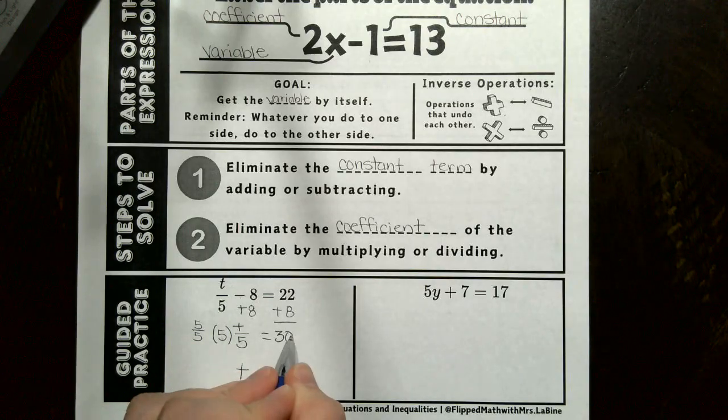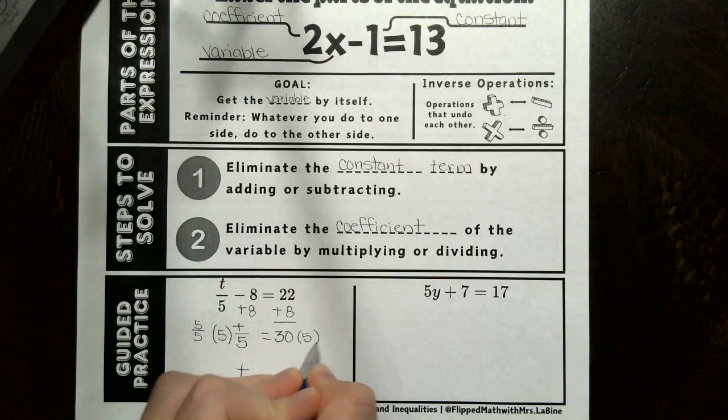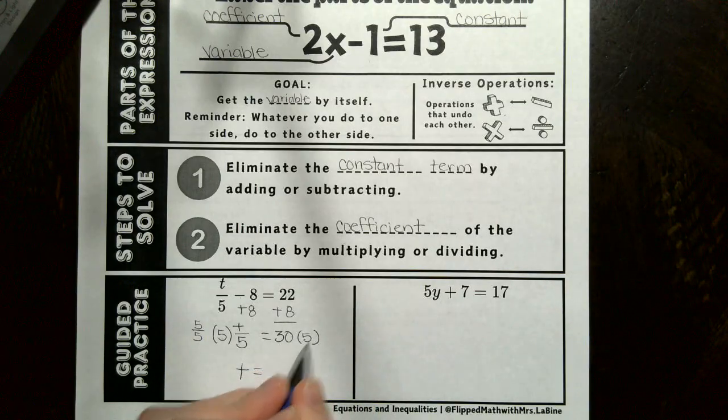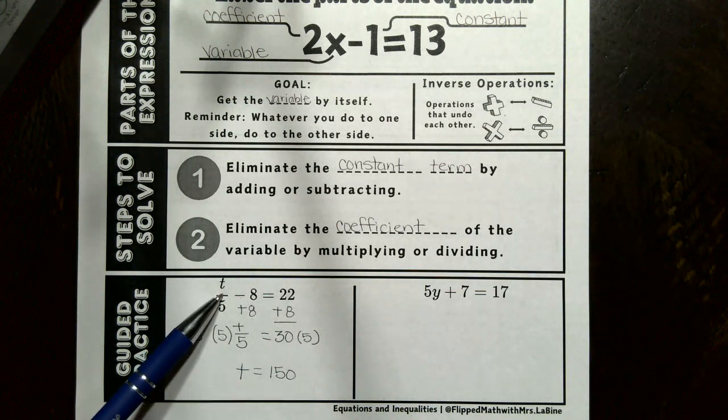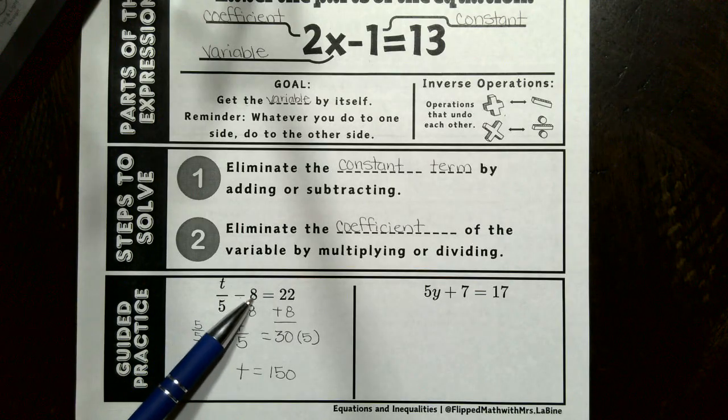Whatever I do to one side, I must do to the other side. So t equals 30 times 5, which is 150. And I could go back in and put my 150 here for t. So I'd go 150 divided by 5 minus 8, and that should equal 22.